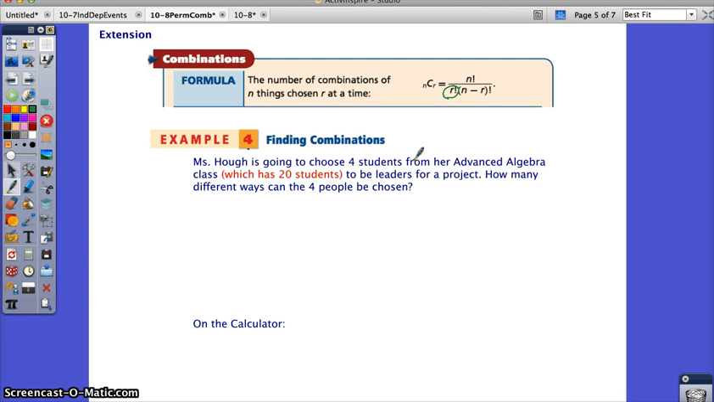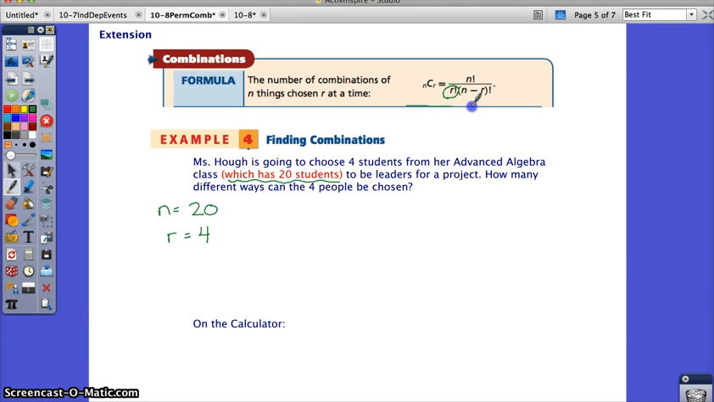So let's try example 4. Ms. Huff is going to choose 4 students from her advanced algebra class, which has 20 students. And you have to look on here because you don't have this. I'm going to choose 4 to be leaders for a project. How many different ways can the 4 people be chosen? So this is a combination because I'm just choosing a group of 4 leaders. What is my total that I'm starting with? 20. And how many am I choosing? 4, so that's my R.